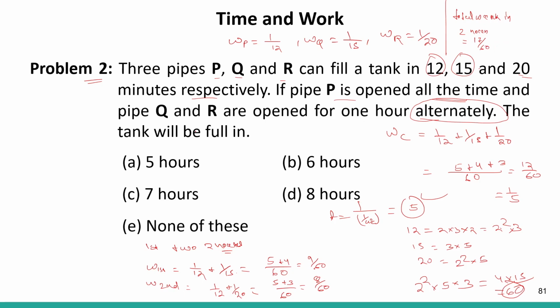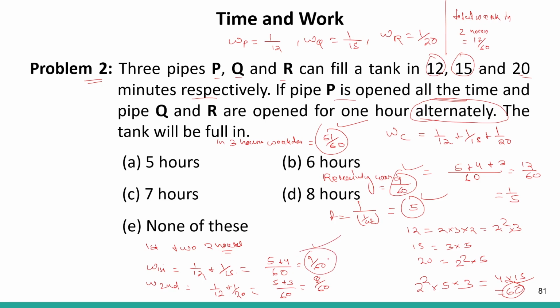So in 3 hours, the work done will be 17 into 3, which is 51/60, right? So 51/60 would have been done. So the remaining work is equal to 1 minus 51/60. It will be 60/60 minus 51/60, that is 9/60, right? So this much is remaining, and you can see that W first is this much.